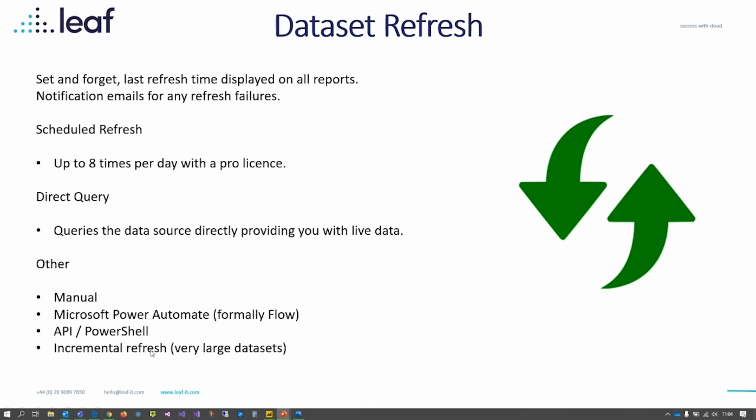Incremental refresh allows you to refresh only a subsection of the data, maybe just the last 24 hours of new data. So say, for instance, you had invoice data for the last 10 years, but because there's so much of it, it takes so long to refresh. You can then say only refresh the particular records that were created within the last 24 hours, for instance.